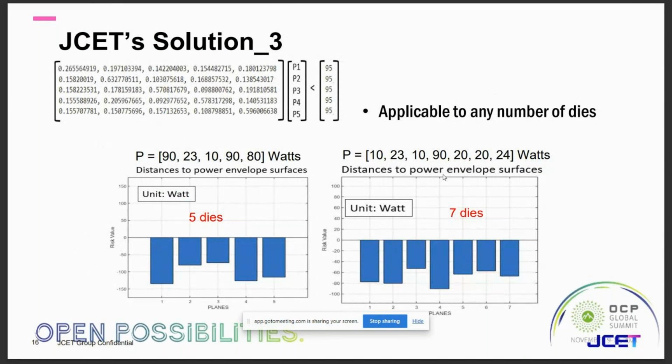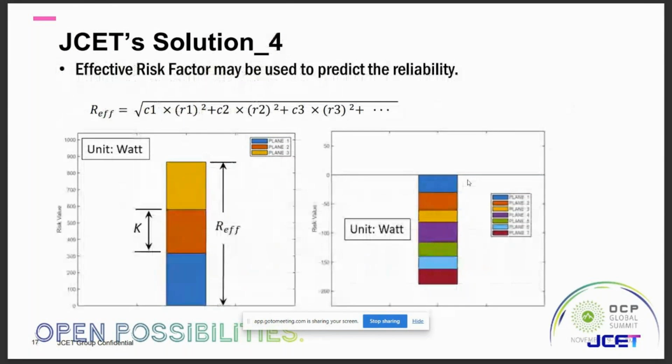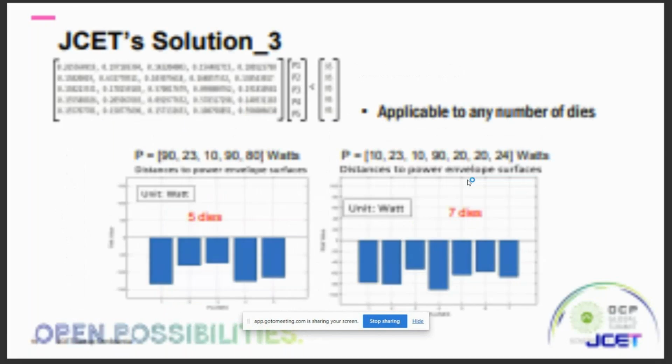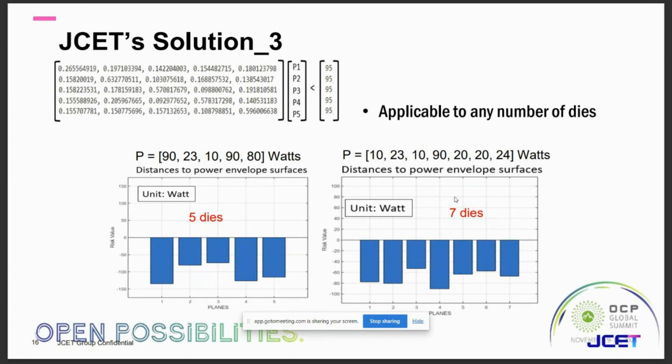Using this approach, it can be used not only for 3 dies, but also for 5 dies or 7 dies. Basically, it's not limited by the die number. With this approach, we can also define, if you look at this slide, we can determine the risk factor of each die.